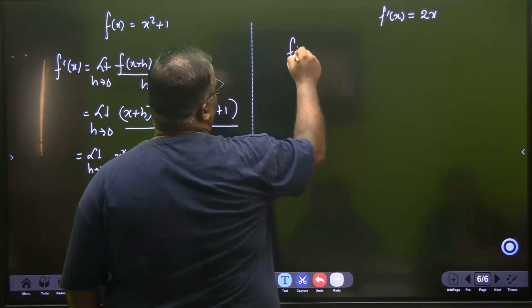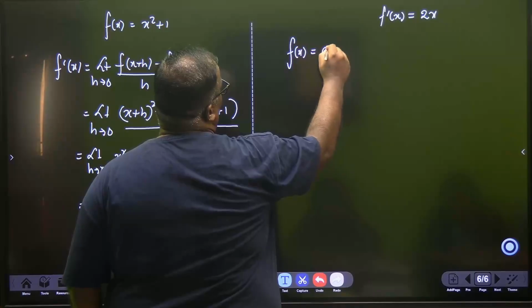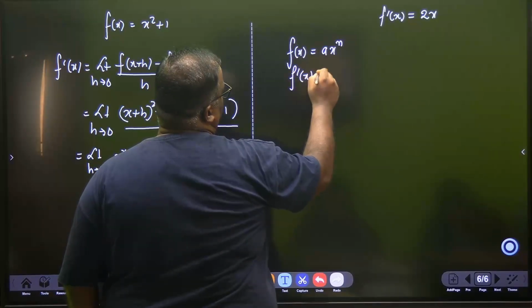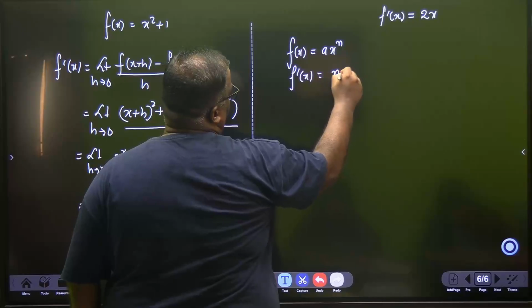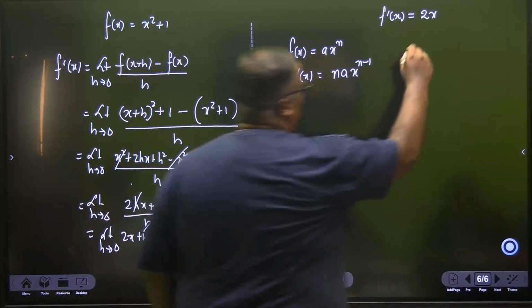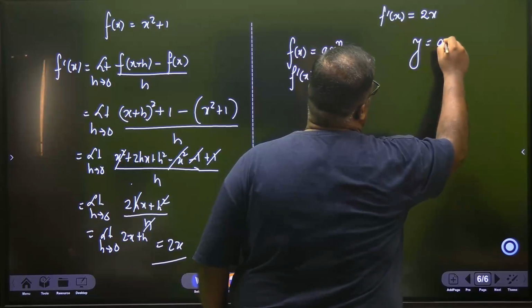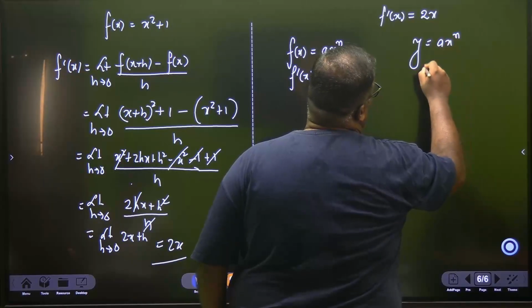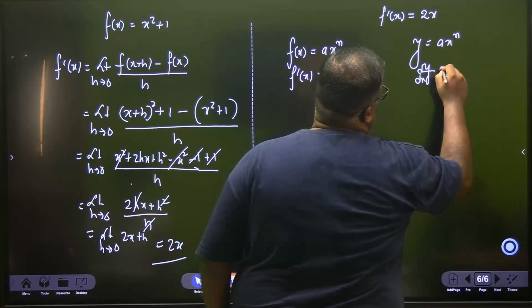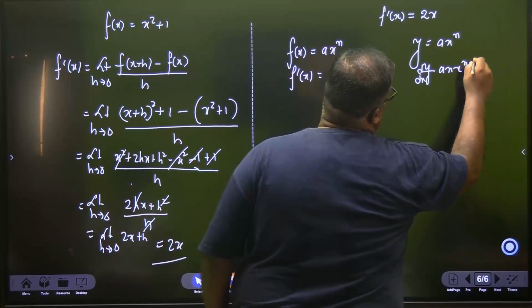If your function is in the form a x to the power n, then your derivative is always n a x to the power n minus 1. In books, you will find y equal to a x to the power n, then dy by dx is given by a n x to the power n minus 1.